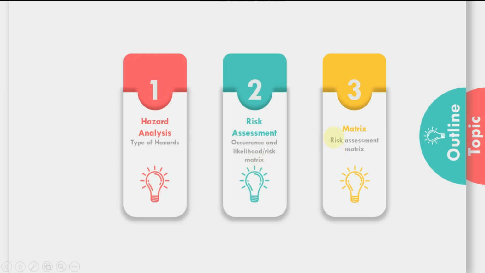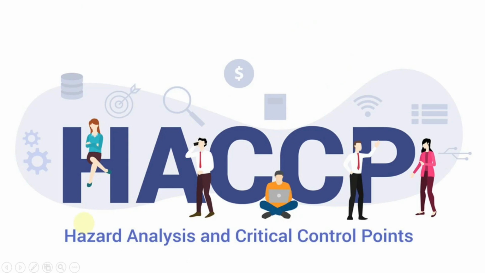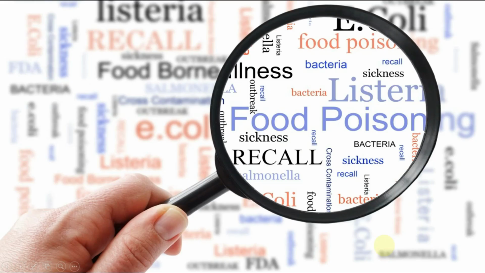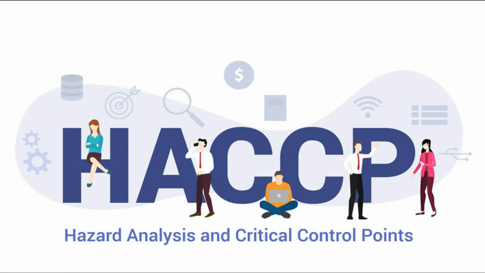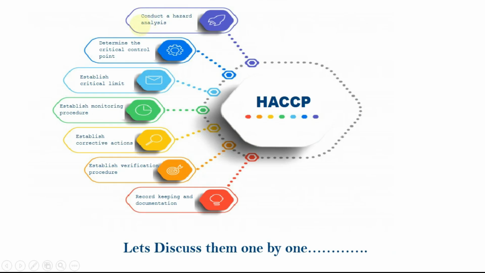So what is HACCP? HACCP means hazard analysis and critical control points, and we implement it to ensure the safety of food. There are a total of 7 principles of HACCP. First one is conduct a hazard analysis. Second is determine the critical control points. Third is establish critical limits for the defined critical control points, and then establish a monitoring procedure, that is, how you will monitor the CCPs.